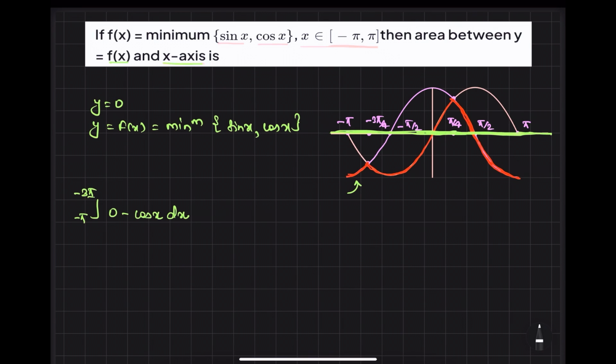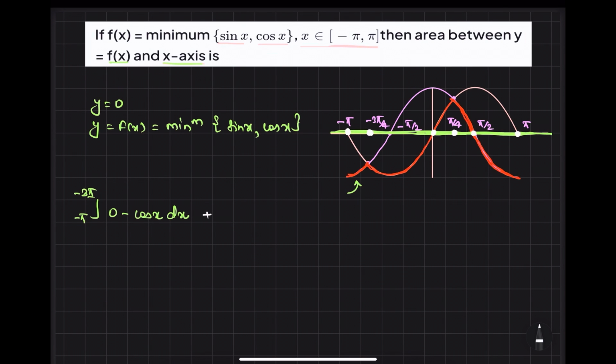Now look at the next part, plus. We have the regions minus pi to minus 3 pi by 4, then 0, then pi by 4, then pi by 2, then pi. Means these are the regions in which somewhere green is above red and somewhere red is above green. So you will consider these parts.